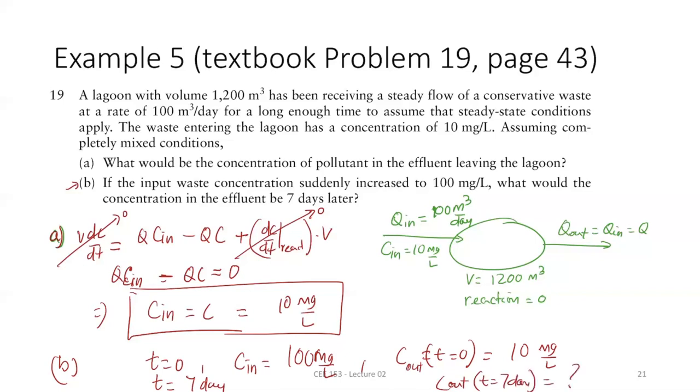Okay, so let's write the mass balance again, because now it's not at steady state, so you can't ignore the first term. So let me write that one: V dC/dt is Q in C in minus QC, that's what's leaving the system. It's well mixed. There is no reaction, so you don't have to write the second term. So now you just have to solve this equation.